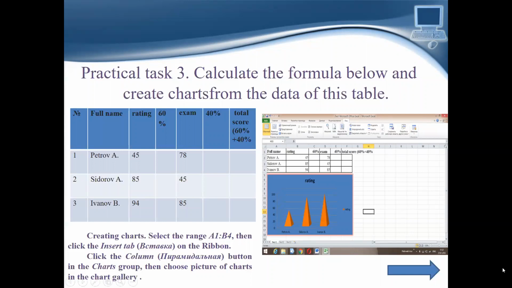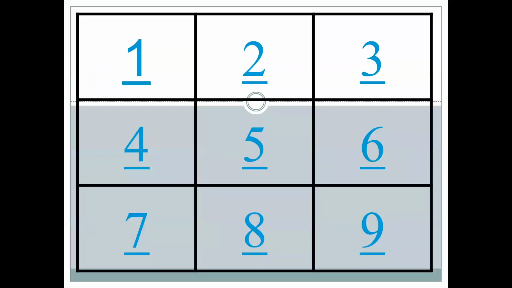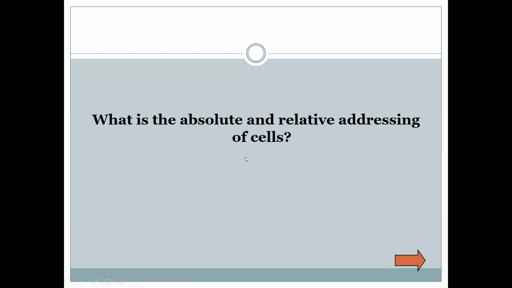Then here below is shown the hyperlink to test your knowledge. Here are shown the 9 questions. At first, let's click on number 5. Here is shown the question: what is the absolute and relative addressing of cells?